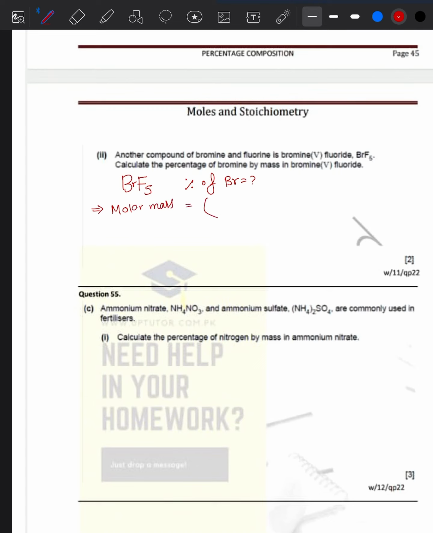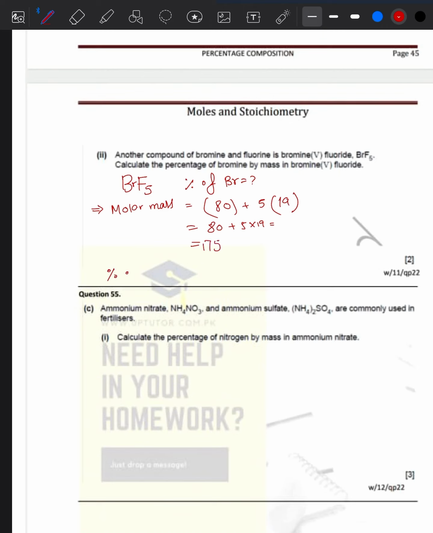We will add the mass of bromine plus 5 into fluorine. So let's look for the mass of bromine. The mass of bromine from the periodic table is 80, and the mass of fluorine is 19. So we will get 80 plus 5 into 19, so we will get 175. So the total mass is 175.